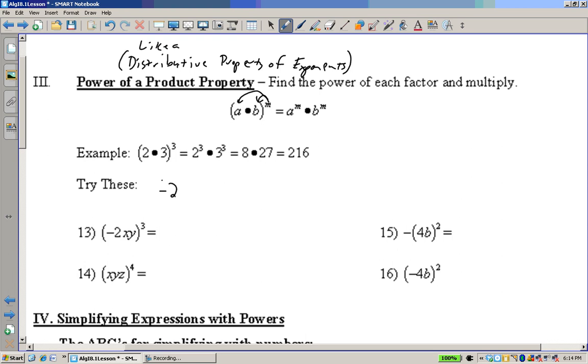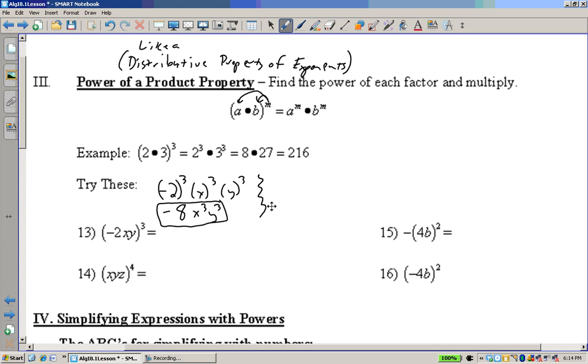Now that we have this property that we can deal with, we could think of it 2 ways. We could say negative 2 to the third times x to the third times y to the third. Well, that would be, how many negatives are here? There are 3. So 3 negatives makes a negative. 2 to the third, 2 times 2 is 4, times 2 is 8. And then x to the third, y to the third. That's one way to do it.